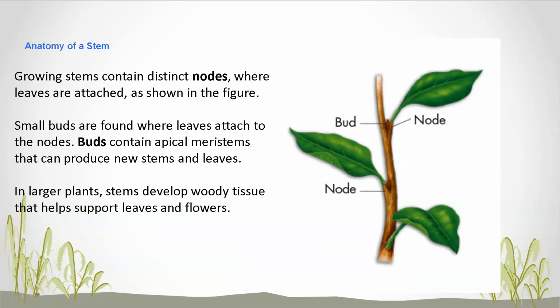So growing stems contain distinct nodes where leaves are attached. Buds contain apical meristems, and so florists really are good at knowing how to cut a plant correctly.